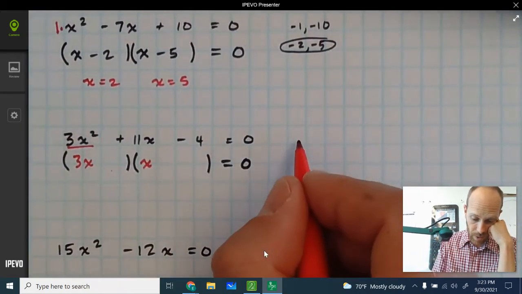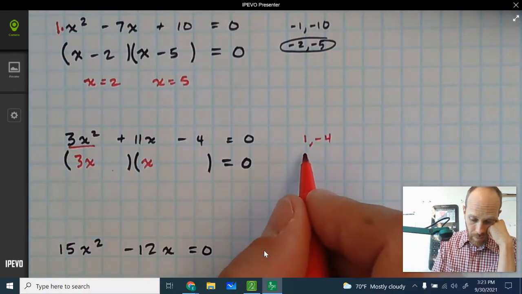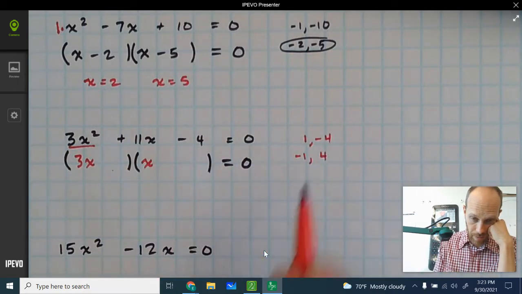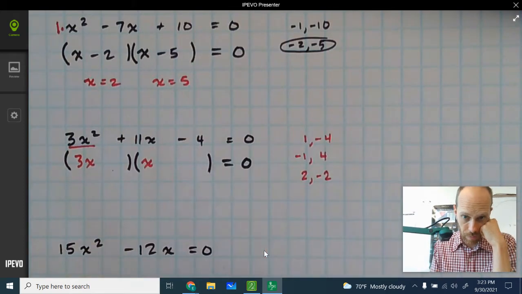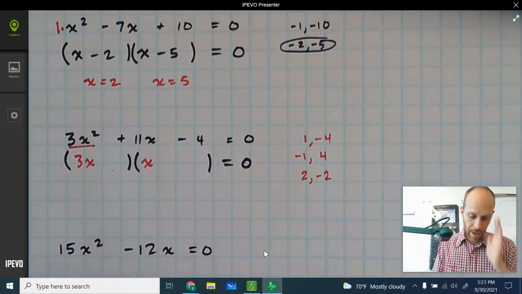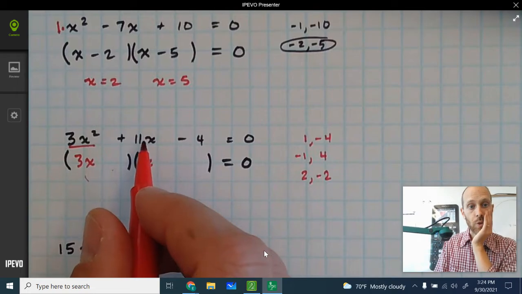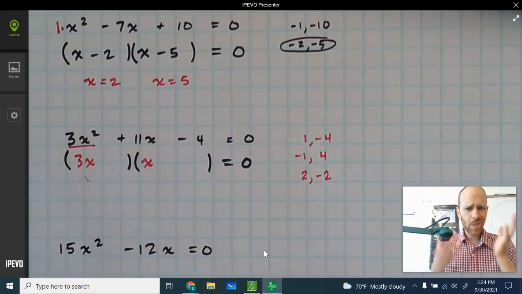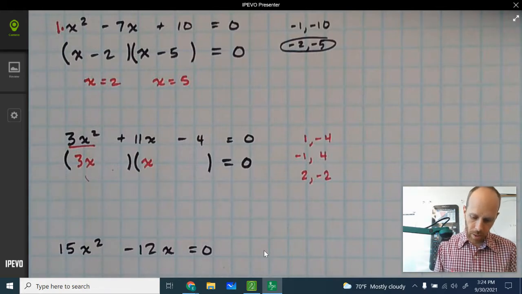So we've got a bunch of options. It could be a 1 and negative 4. It could be a negative 1 and a positive 4. It could be a 2 and a negative 2. So you need to decide which one goes where, keeping in mind that the outer terms and the inner terms have to add up to a positive 11. So you might have to play around with it a little bit, but eventually you'll arrive at this.